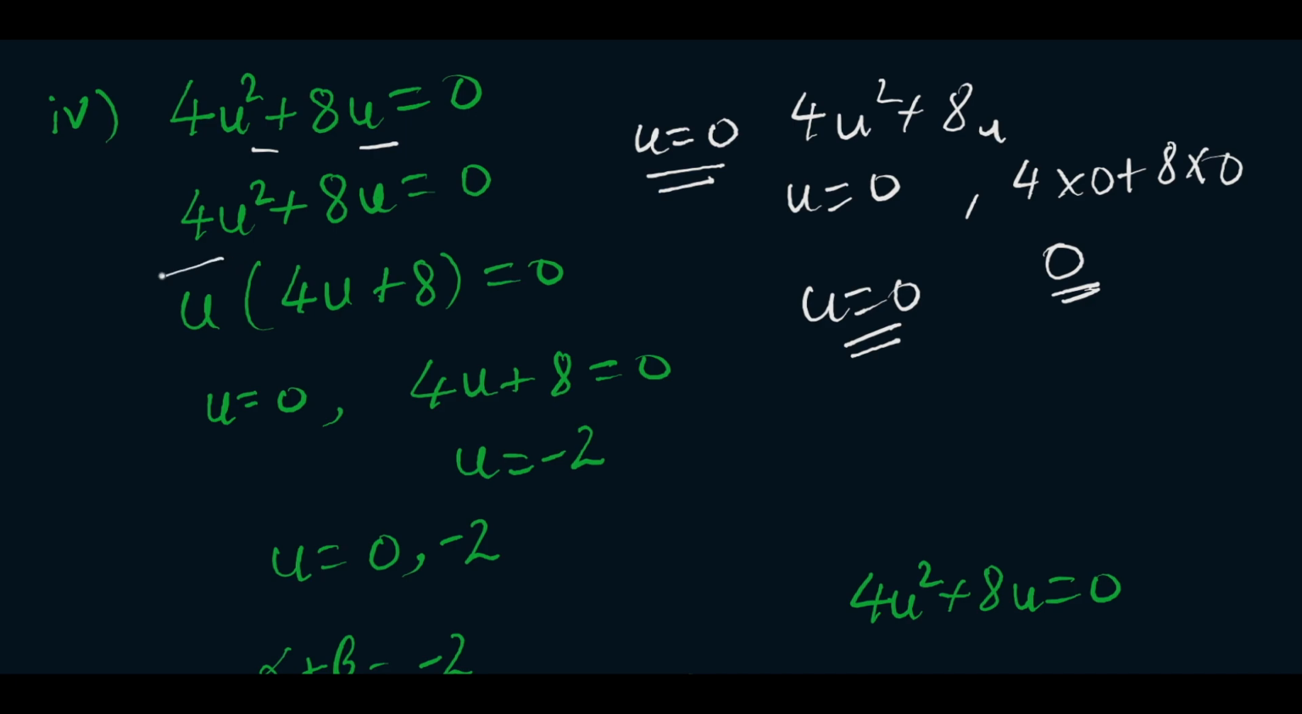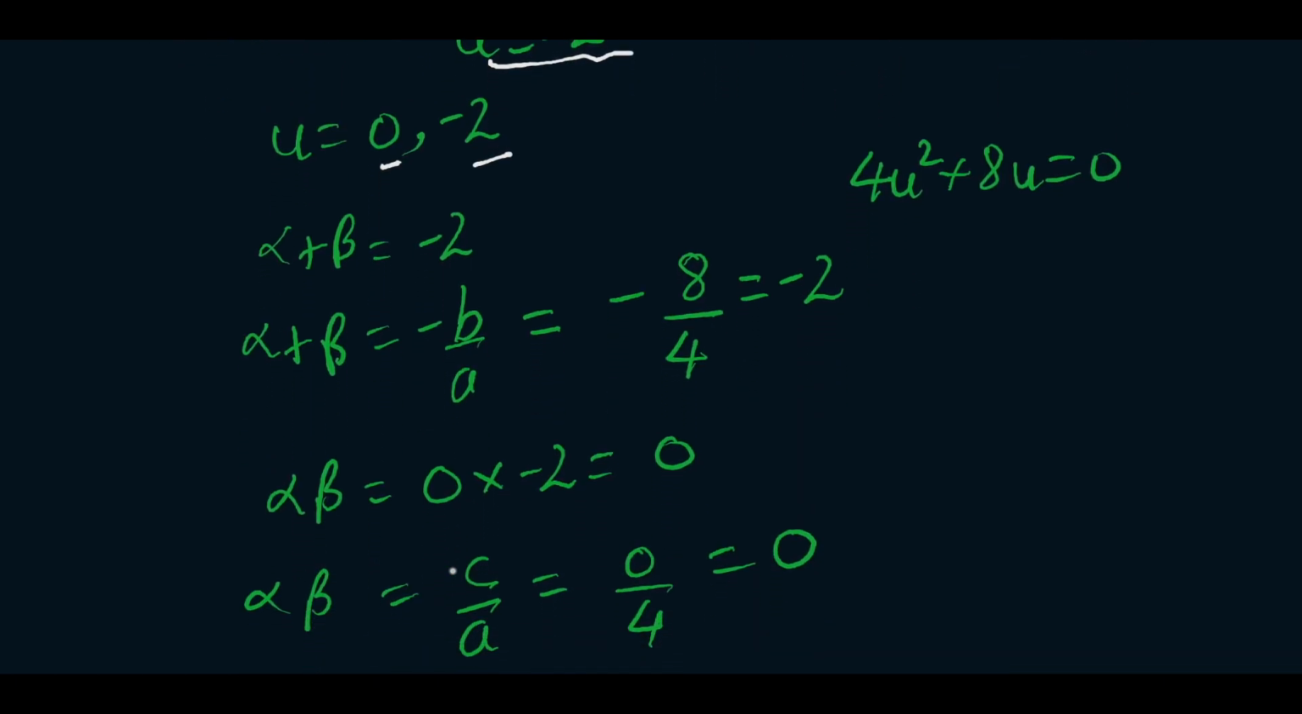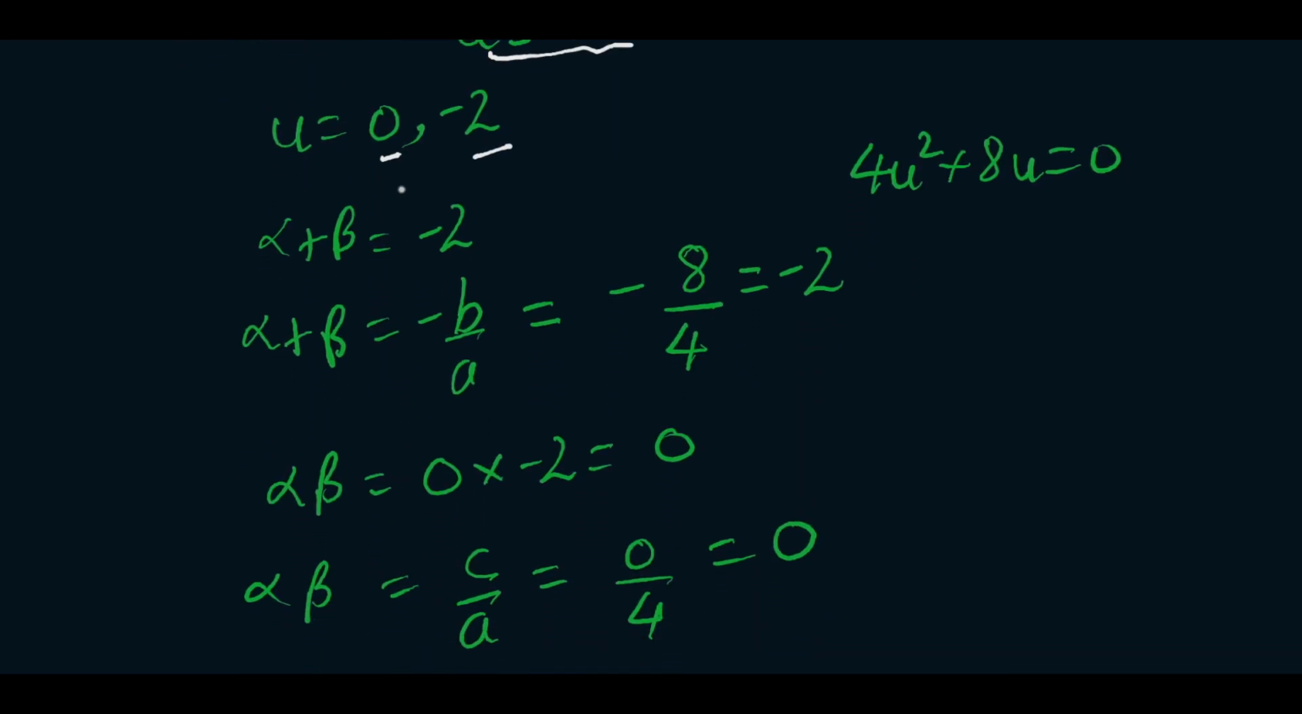For that we will take u outside and the remaining is 4u plus 8. One of the solutions is u equals to 0. The second solution we can get by making 4u plus 8 equals to 0. So we get 4u equals to minus 8 and u is equal to minus 8 over 4. So u we get as minus 2. So our roots are 0 comma minus 2. So our alpha is 0, beta is minus 2.